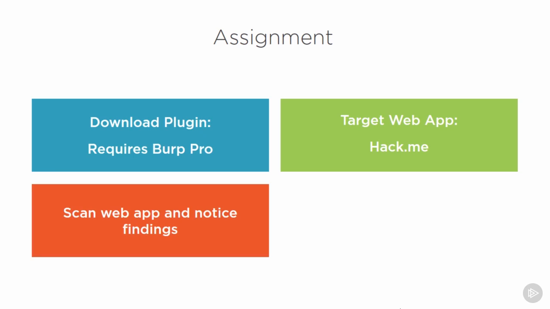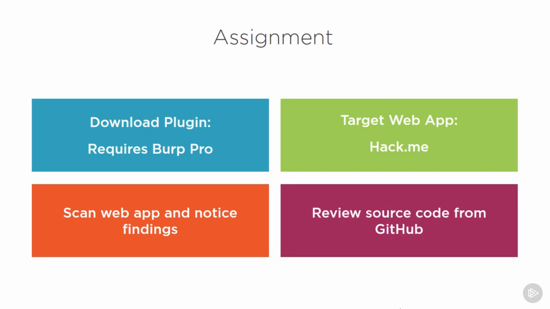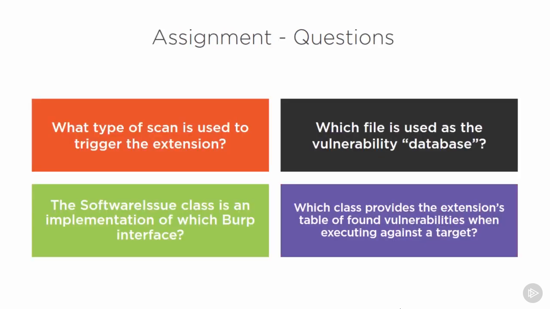I'd like for you to scan that web app and notice any findings that are identified by the software vulnerability scanner. And of course, we will review the source code that is available from GitHub. So for this assignment, what I would like for you to do is answer a series of questions. The first question is, what type of scan is used to trigger this extension? You will know that based upon looking at the code.